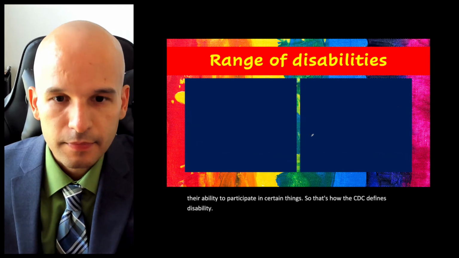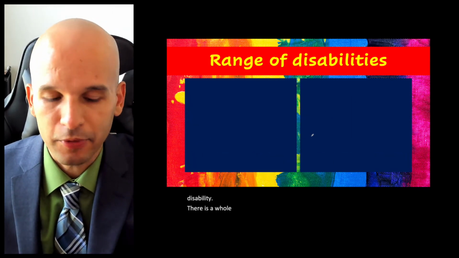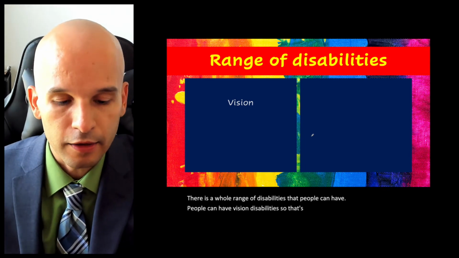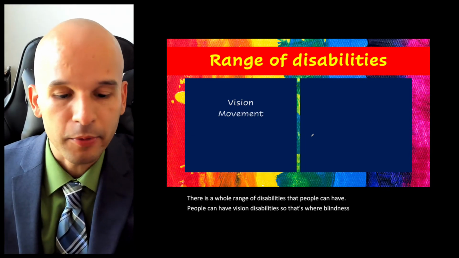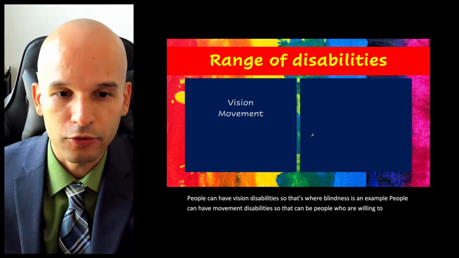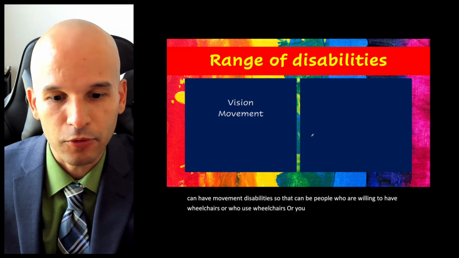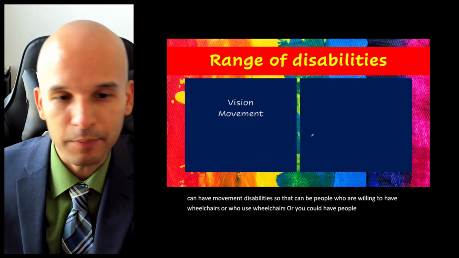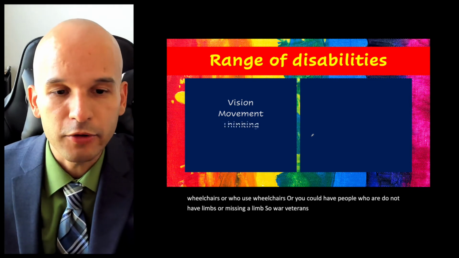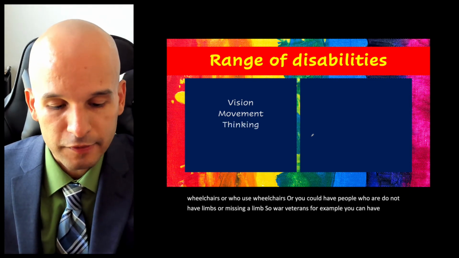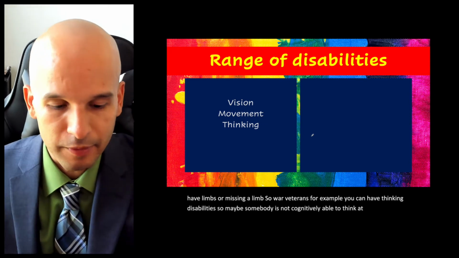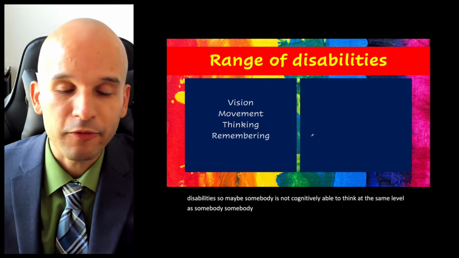Now, there's a whole range of disabilities that people can have. People can have vision disabilities, where blindness is an example. People can have movement disabilities, so that can be people who use wheelchairs, or people who are missing a limb, like war veterans, for example. You can have thinking disabilities, so maybe somebody is not cognitively able to think at the same level as somebody else. Some people have remembering disabilities.